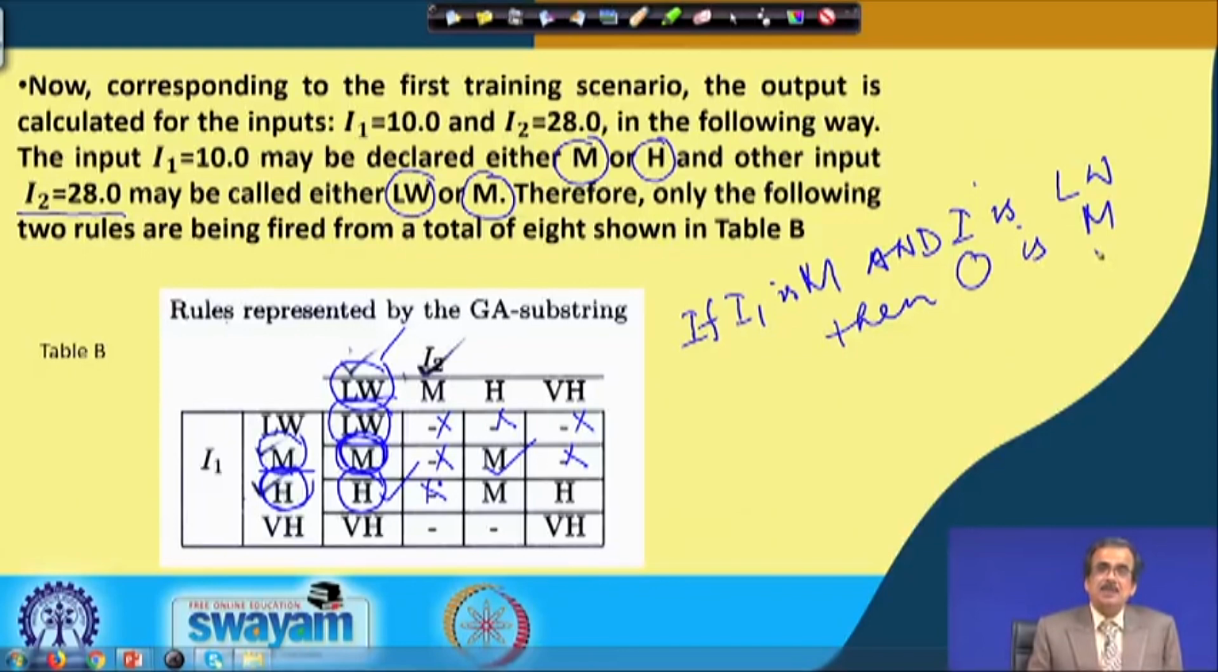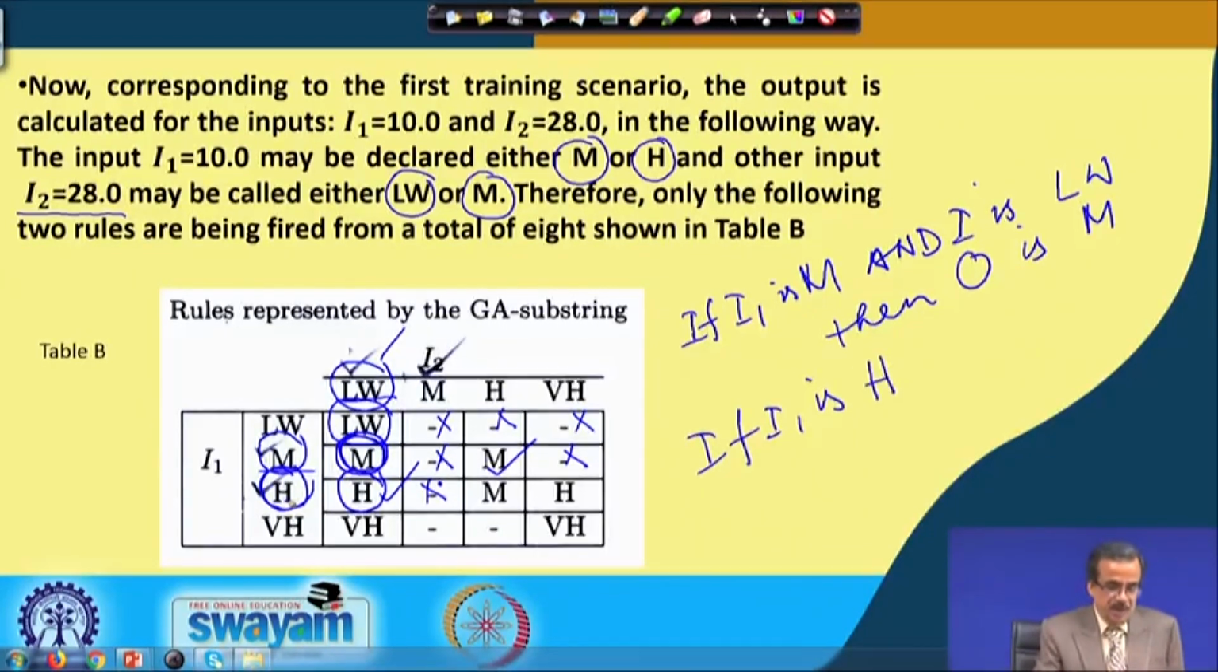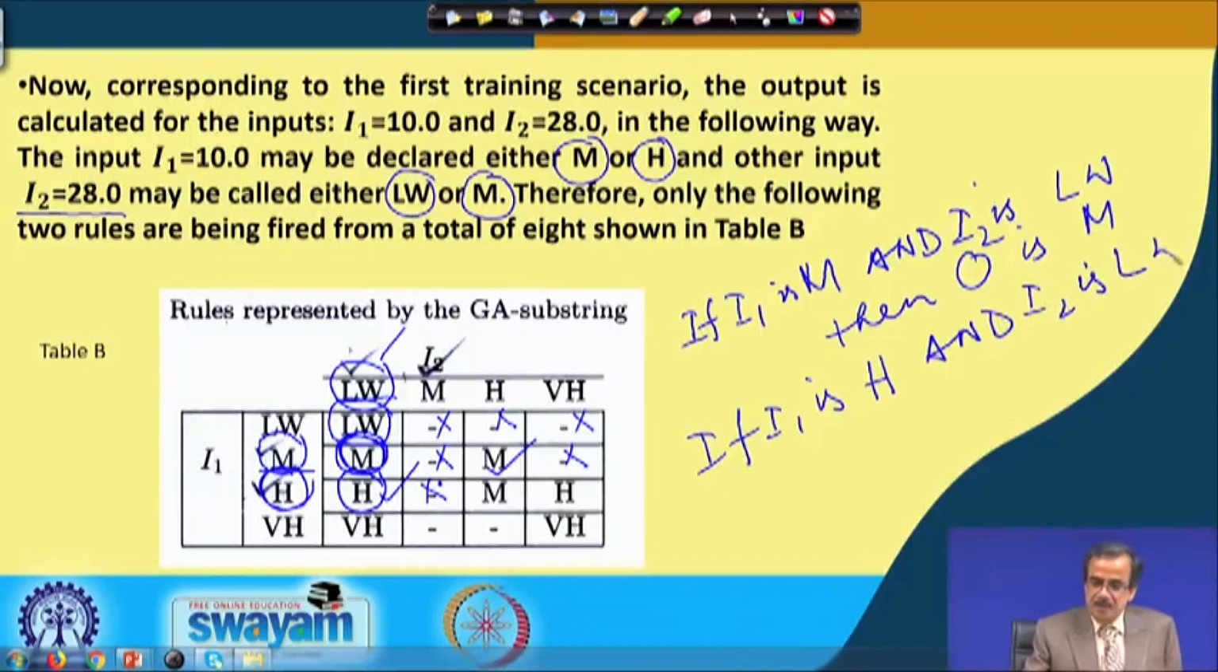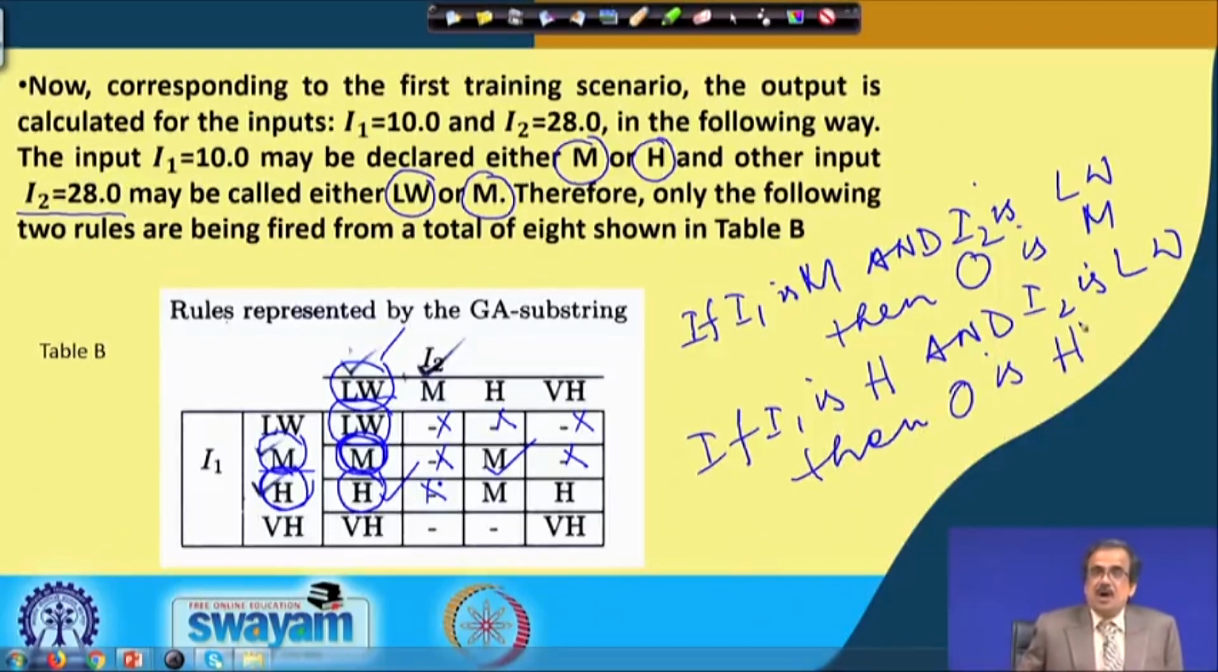So, this is one present fired rule, and another present fired rule is if I 1 is high and I 2 is low, then the output O is high. So, out of these 4, only these 2 rules are found to be present here.